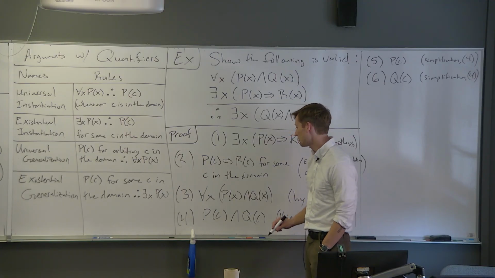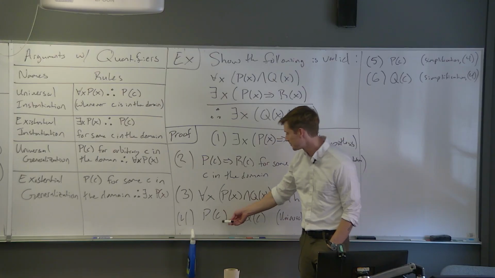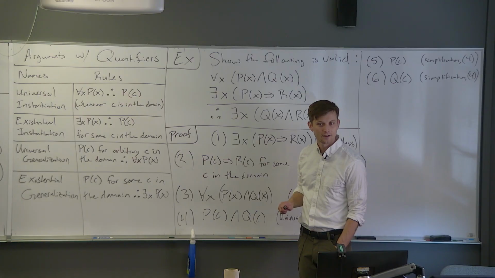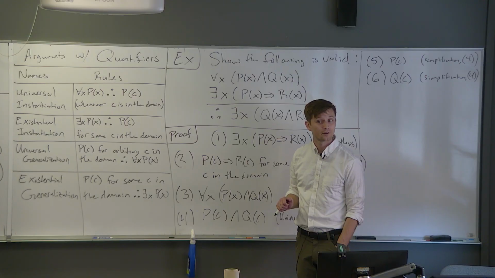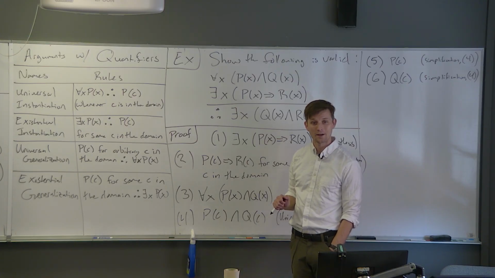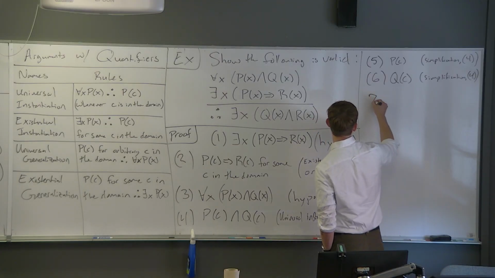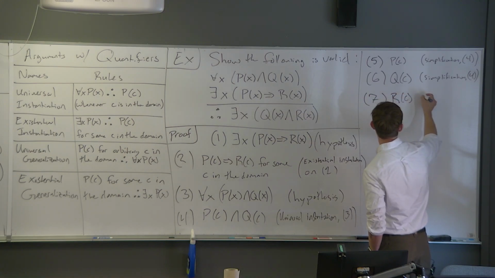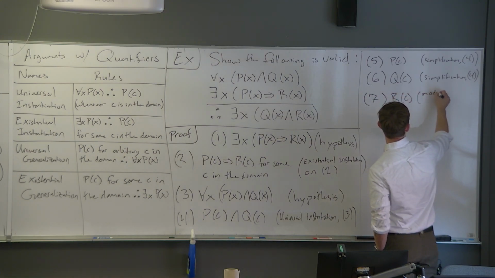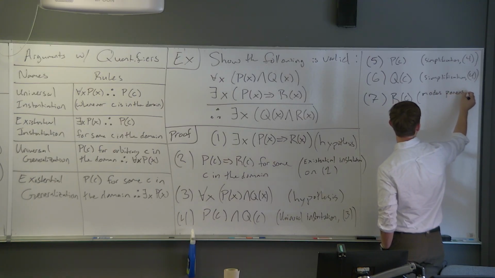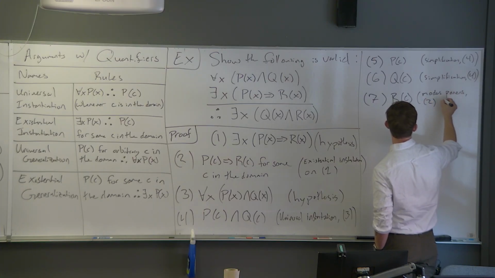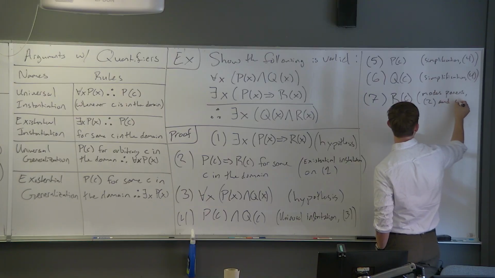Okay. So now I've got p of c, and I know that p of c implies r of c. Is there a rule that now allows me to get r of c? Modus ponens, yeah. Modus ponens, r of c. And that's via modus ponens on 2 and 5.